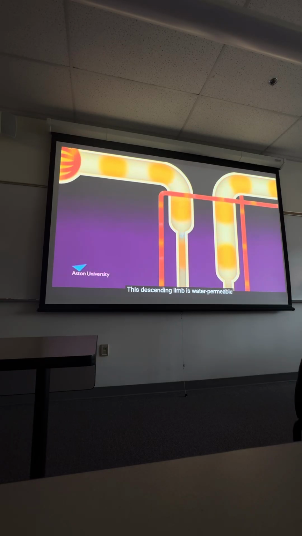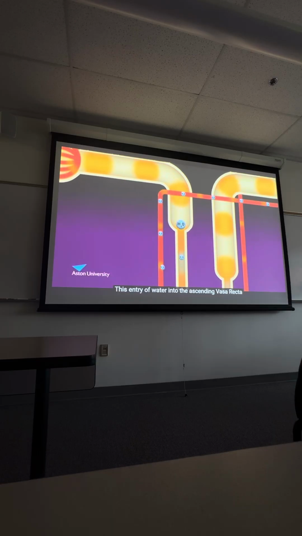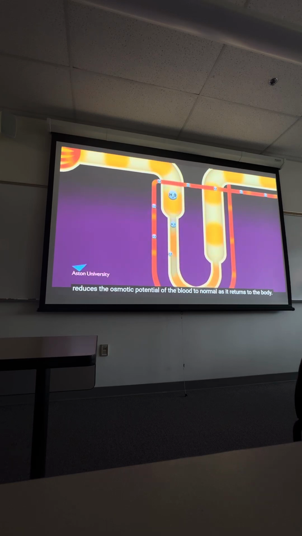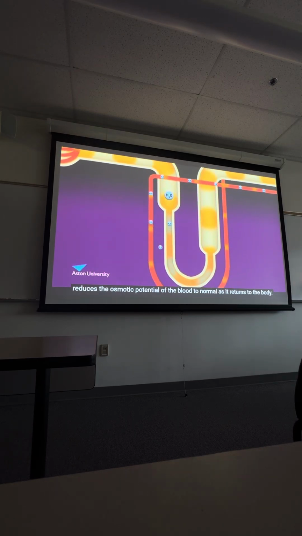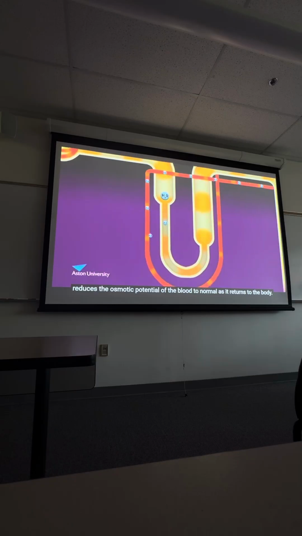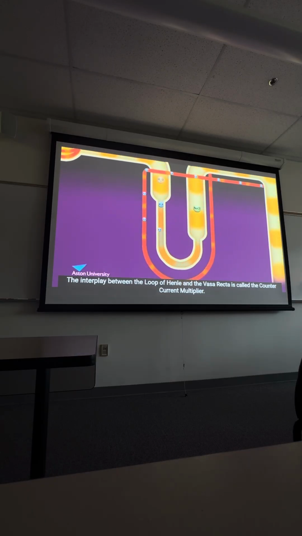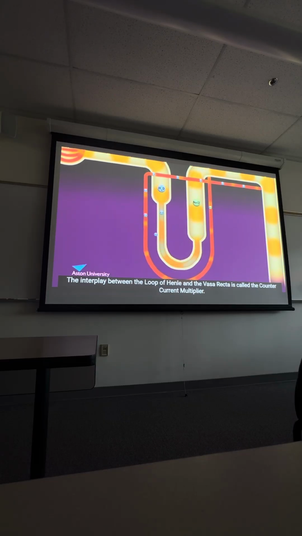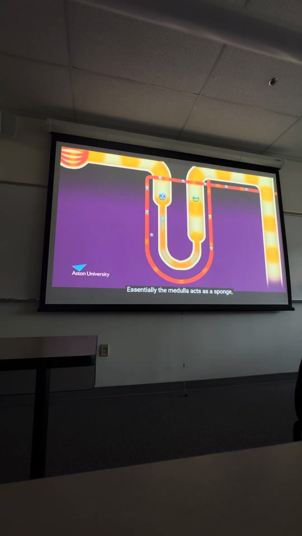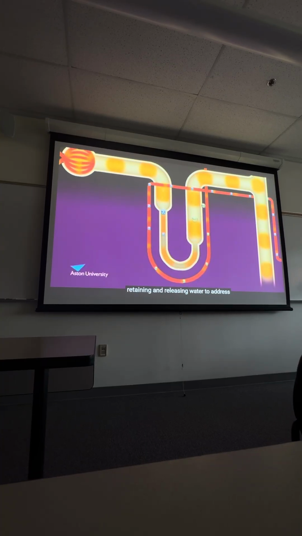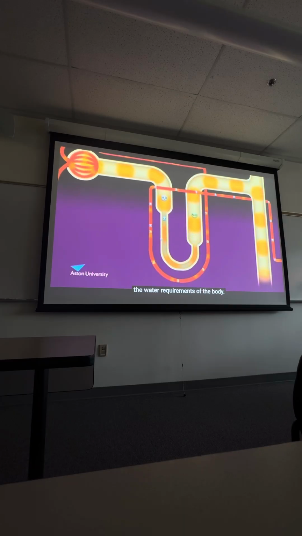This descending limb is water permeable, allowing water to move out of it into the vasa recta. This entry of water into the ascending vasa recta reduces the osmotic potential of the blood to normal as it returns to the body. The interplay between the loop of Henle and the vasa recta is called the countercurrent multiplier. Essentially, the medulla acts as a sponge, retaining and releasing water to address the water requirements of the body.